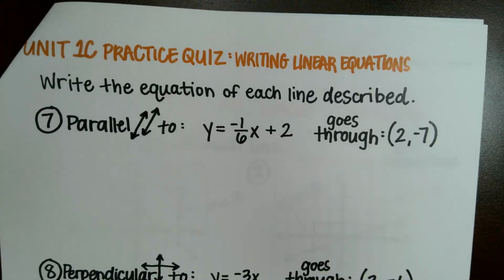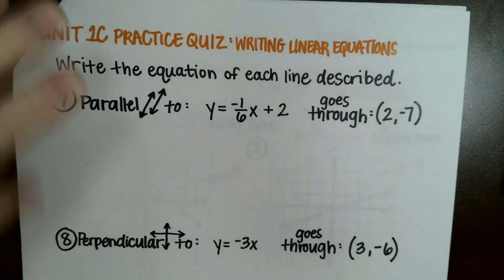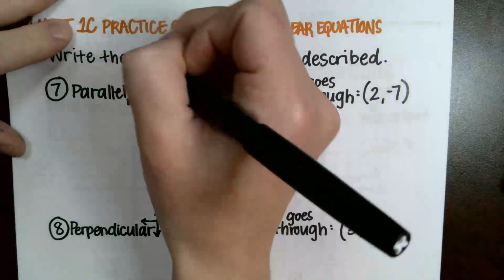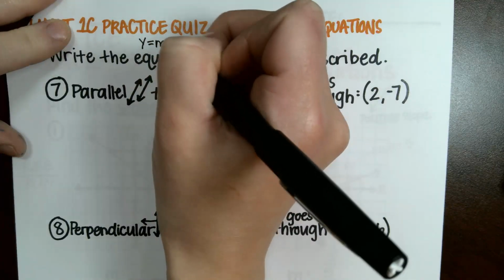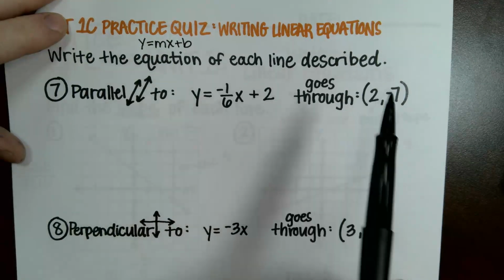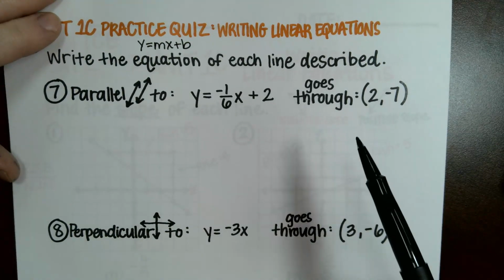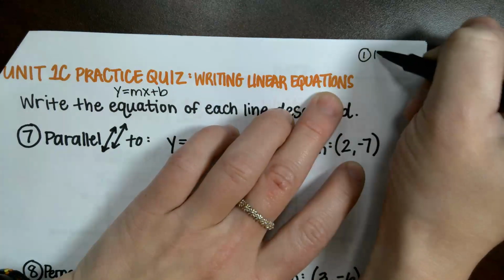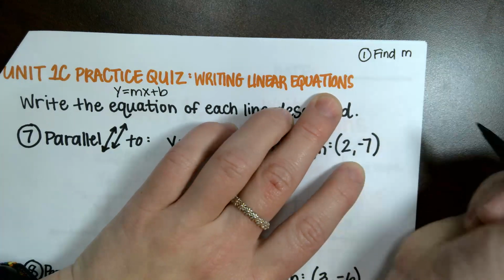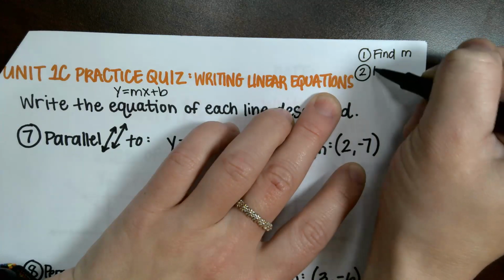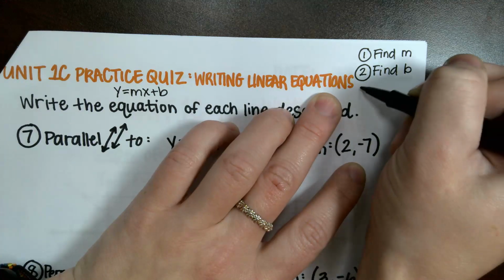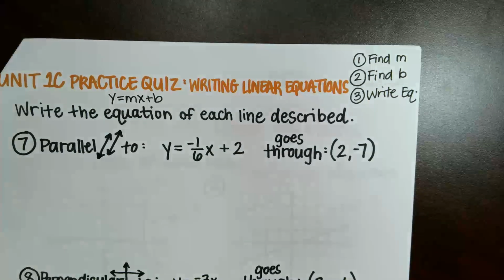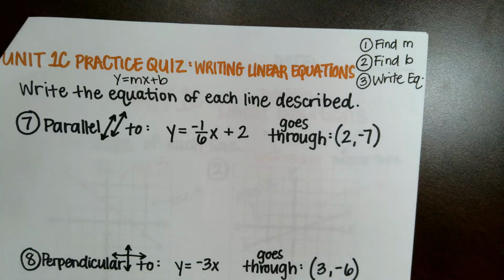All right, number 7, it says, write the equation of each line described. So we're going to be writing an equation in that same form, y equals mx plus b. So I'll just write that above here just to remind myself. And the steps to write my equation don't change. It's the same 3 steps. Step 1, find slope. I'm just going to write m. Step 2, find your y-intercept, or b. Step 3, write equation. It is as simple as that. Even though these problems look different, it does not change what we're doing here. We're doing the same 3 steps.